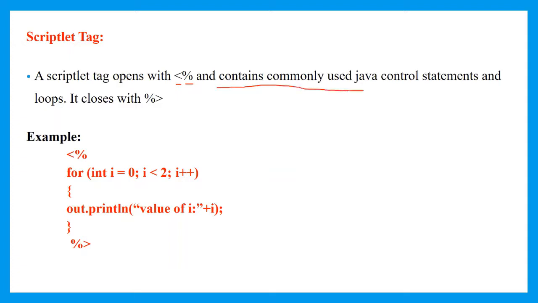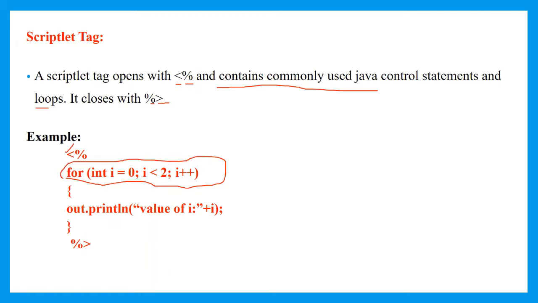They contain commonly used Java control statements and loops, and also some other statements, and it is closed with %>. This is an example for printing the value of i. Here I made use of a looping statement. I told you that whenever you make use of any control statement, I have to make use of a scriptlet tag.